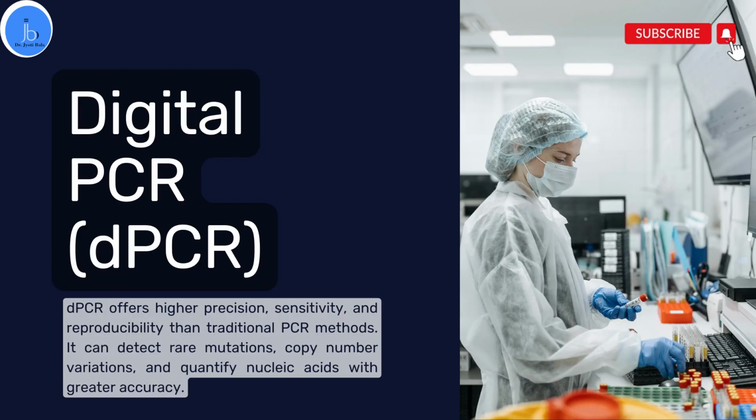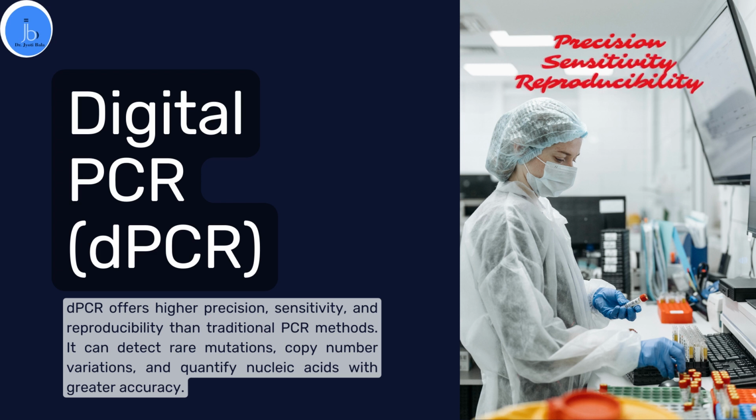Another PCR which is a significant and advanced one is your digital PCR, which is also called dPCR. As I said, dPCR is an advanced form of PCR. It offers precision, sensitivity and also reproducibility in comparison to your traditional PCR method. It also can detect rare mutations, copy number variation and also quantify nucleic acid with greater accuracy.